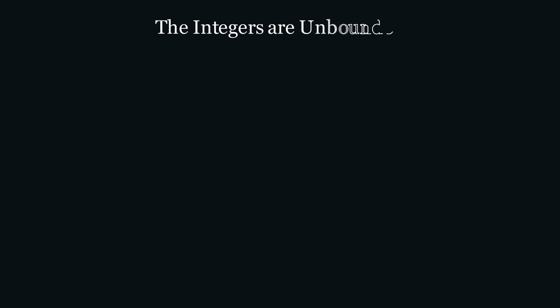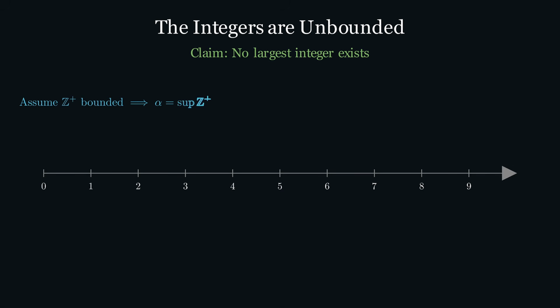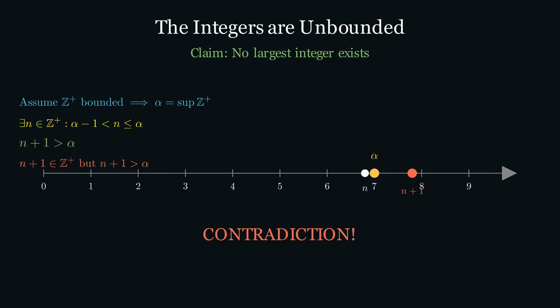The set of positive integers is unbounded above. No largest integer exists. Suppose integers were bounded above. By the completeness axiom, they would have a supremum, call it A. By the approximation property, some integer n satisfies A minus 1 is less than n, which is less than or equal to A. Then n plus 1 exceeds A. Since n plus 1 is an integer, A cannot be an upper bound. This contradiction shows the integers are unbounded.